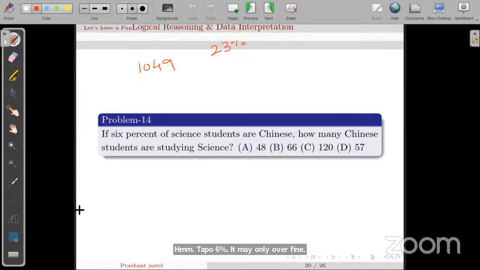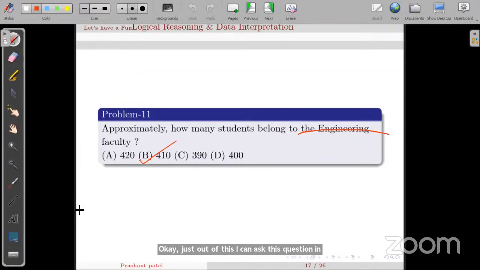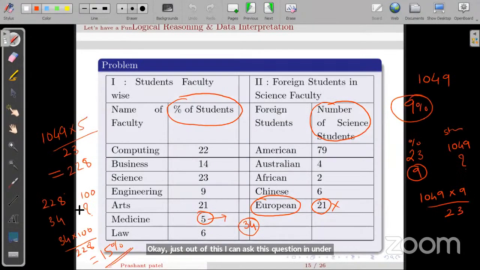Okay, just out of this, I can ask this question in another form also. All the question, ये जो टेबल की जो information है, that I can ask in the form of table also, or in form of a pie chart also. So कैसे? Let me open it and share it with you.